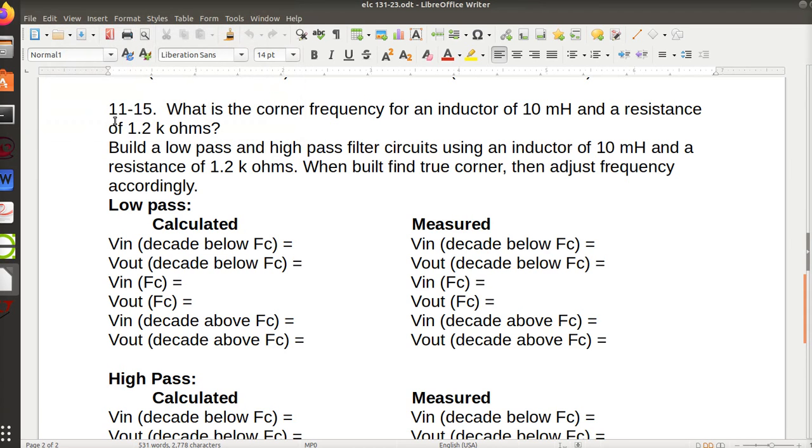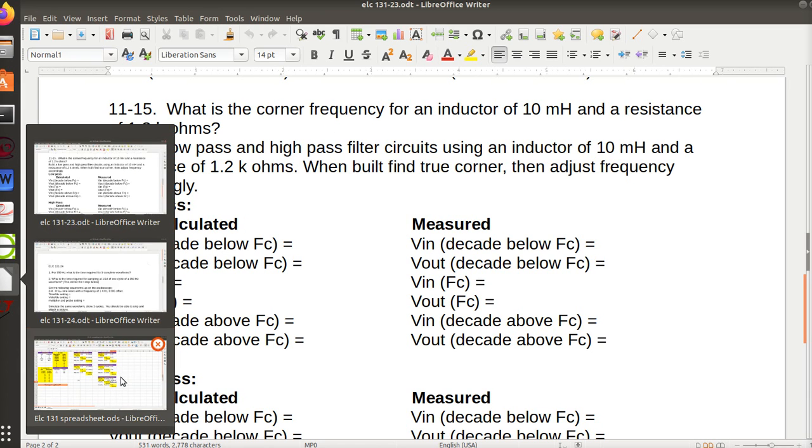Okay, worksheet 23, part 2. This is actually low pass and a high pass using resistance and inductance. So, first thing is the corner frequency for an inductor of 10 millihenries and a resistor of 1.2 k ohms.